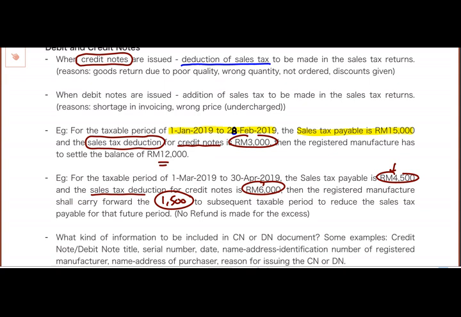Now, if you can issue a credit note, you can also issue a debit note. And instead of having a deduction of sales tax, you can have an addition of sales tax. Example, you charge a wrong price. Let's say when you invoiced your customer, the price was 20 ringgit, but it should have been 12 ringgit. Hey, I made a mistake. Then instead of issuing a new invoice, you issue a debit note. So you issue a debit note, you increase back the value, then you must also add the sales tax. Now that's debit note, credit note.